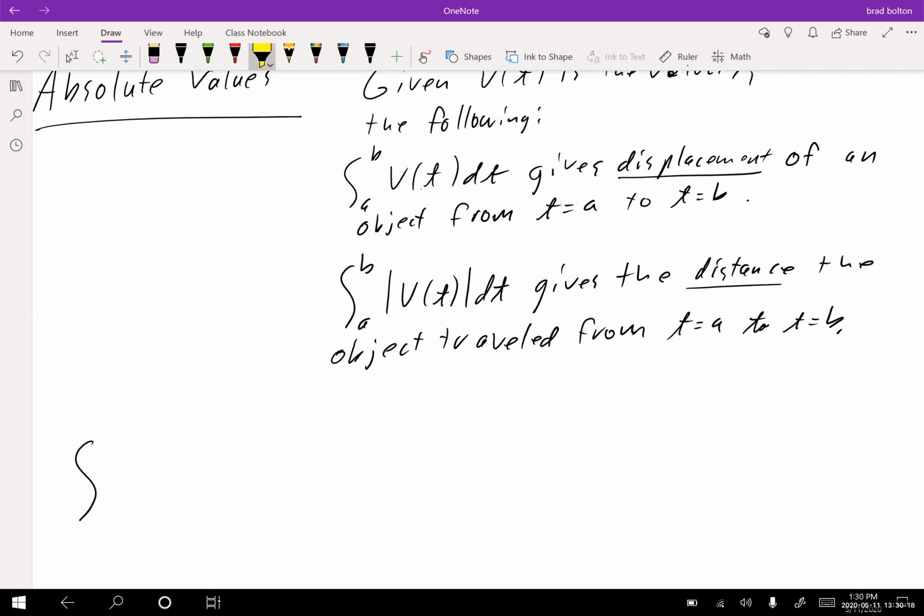So that's what we're doing here: we're taking the antiderivative of the velocity functions, and that is giving us back the position function, whether it's distance or displacement. Okay, so for this one, we have the integral from -1 to 3 of the absolute value of x minus 2.